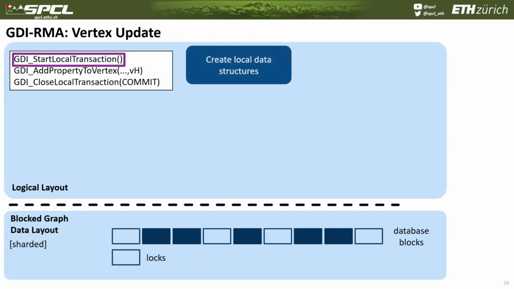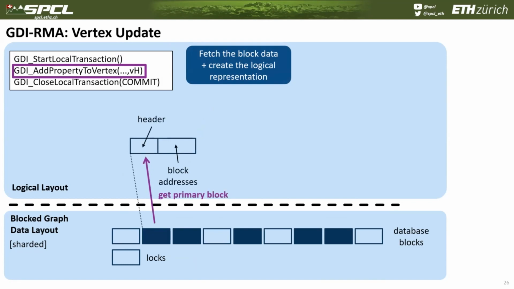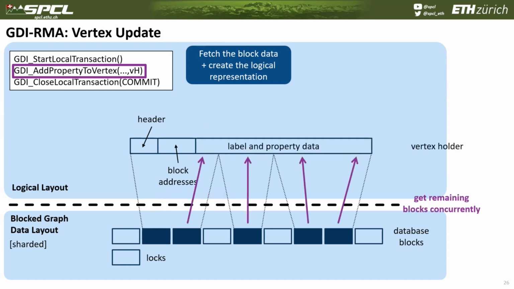So what happens underneath is that first we create some local data structures, and for this we query an index to find and fetch the first primary block of our vertex holder object, and at the same time acquire a read log, because we are now going to read the object first. Then we fetch the actual block data and create the local logical representation. So we now have locally the header and the addresses of all the blocks. This is what is contained in the primary block. And then we use these addresses of the blocks to fetch all of the other blocks that form this vertex from anywhere in the system. We use RDMA get calls in parallel for this.